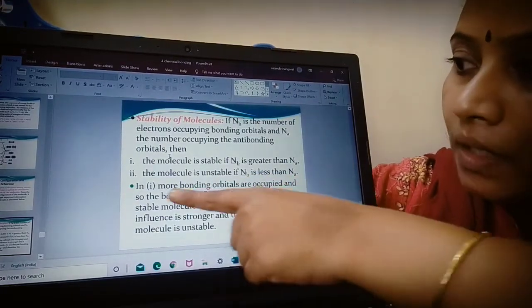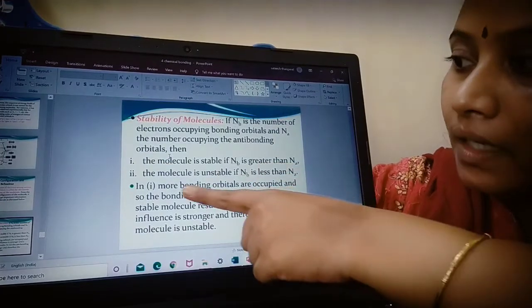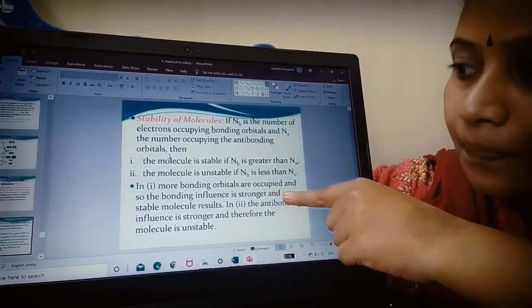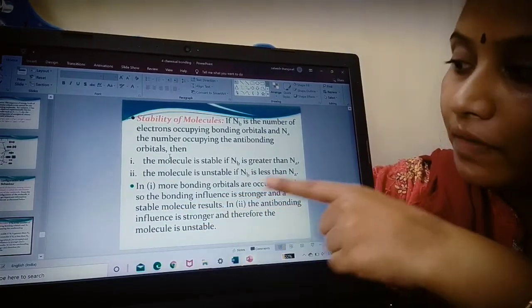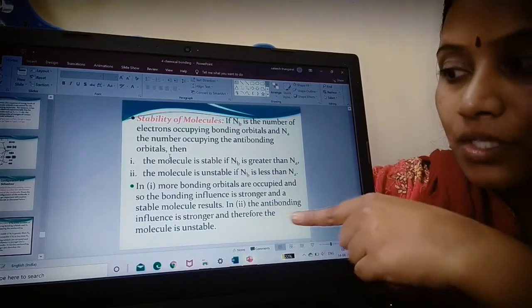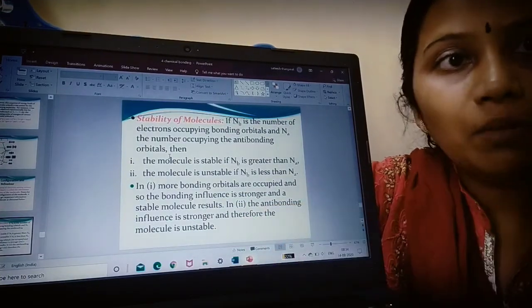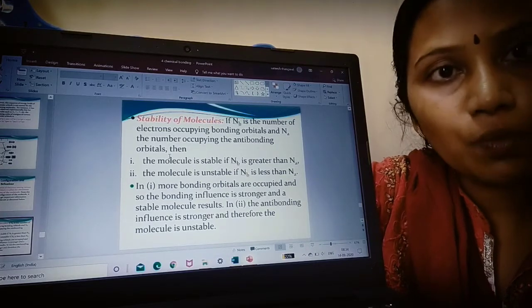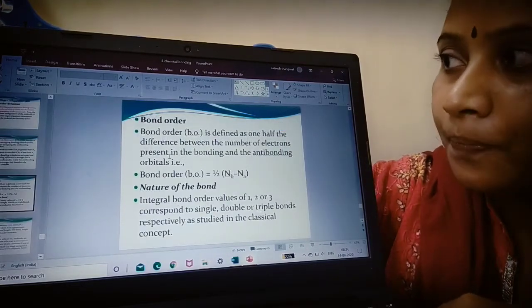Correct. Now, when you look into the first case, bonding orbitals are occupied, so the bonding influence is stronger, and that is why the molecule is stable. When you look into the second case, antibonding influence is stronger, so the molecule is unstable. When the antibonding part is stronger, then what happens? Obviously the energy is more. If energy is more, stability is also less.